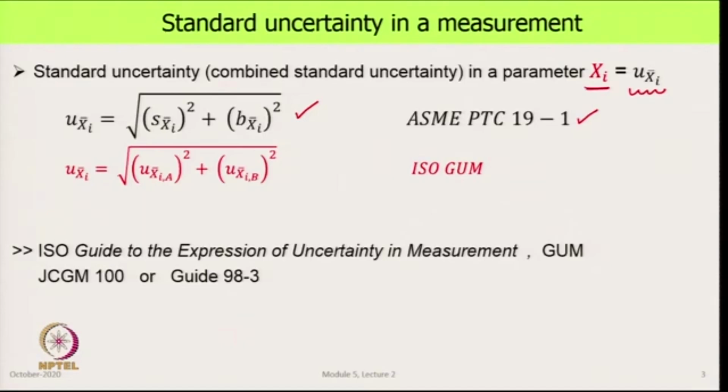The alternate to this method is what is specified in the ISO standard GUM, where uncertainties are classified as type A uncertainties and type B uncertainties. So, I encourage you to get this document. It is free, available on the web, and you can search on keywords JCGM 100, guide 98-3, or you can just put ISO GUM and you can download the PDF.